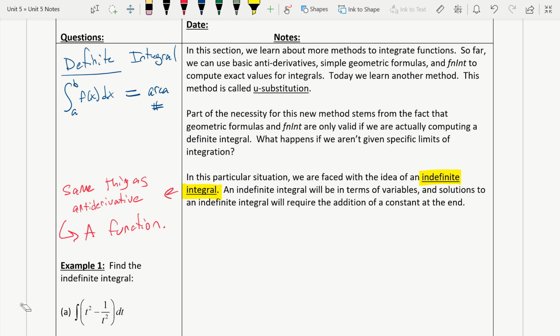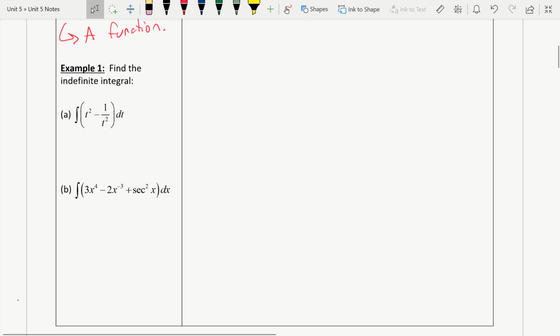Okay, so let's see. What do we got here? Like I said, in this method, we're going to learn to use a new way of integrating. It's called u-substitution. Basically, it's going to help us undo the chain rule. But before we get there, I want to show you the antiderivative and indefinite integral thing first. So here's what we got here. I have a couple indefinite integrals. What I want you to notice is no limits here.